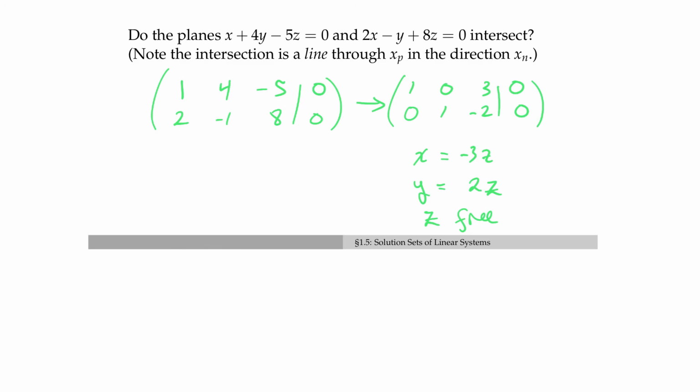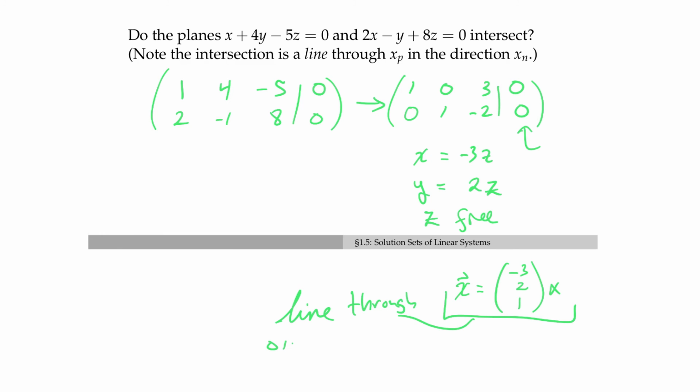So what's that mean for us? That means our solution is going to be of the form x is -3, 2, 1 times some arbitrary constant alpha. Now, because we're looking at the homogeneous situation here, this is going to be interpreted as a line through the origin in the direction of the vector -3, 2, 1. And you can think about that.